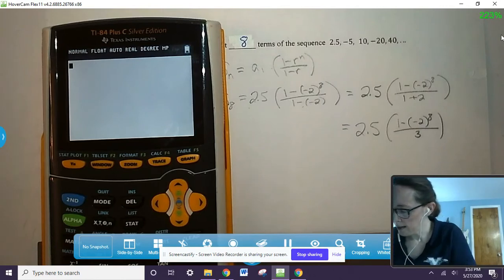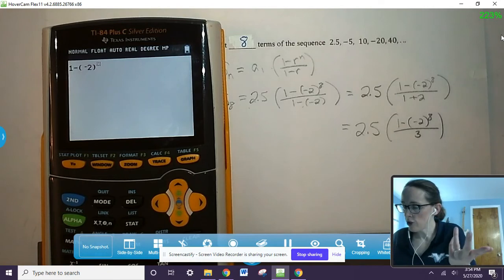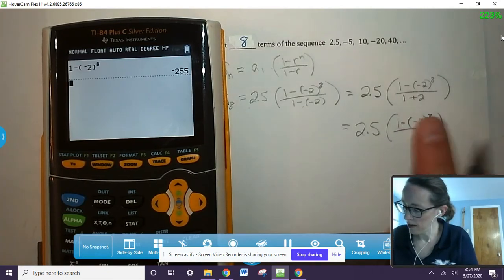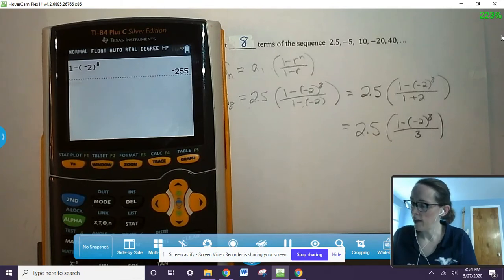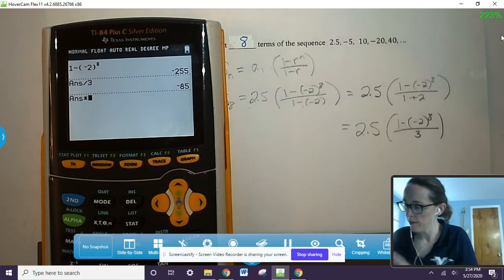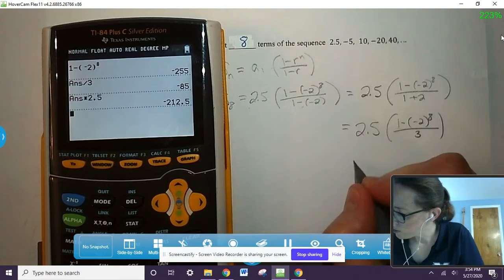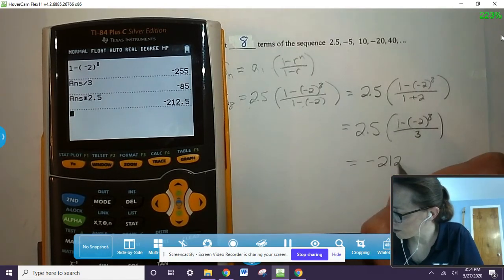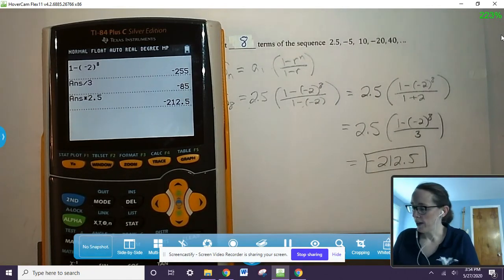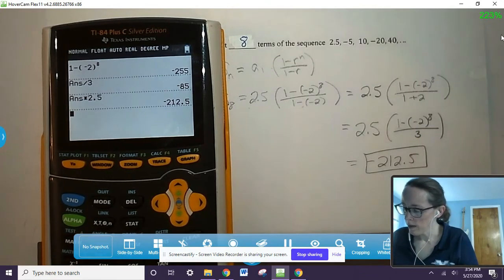So 1 minus -2 to the 8th. And then I hit enter. Now with that value, the next thing I would do is divide by 3. And now that I figured out what's inside the big parentheses, I have to multiply that by 2.5. And what I get is -212.5, or -212.5 if you prefer. Either way is fine.